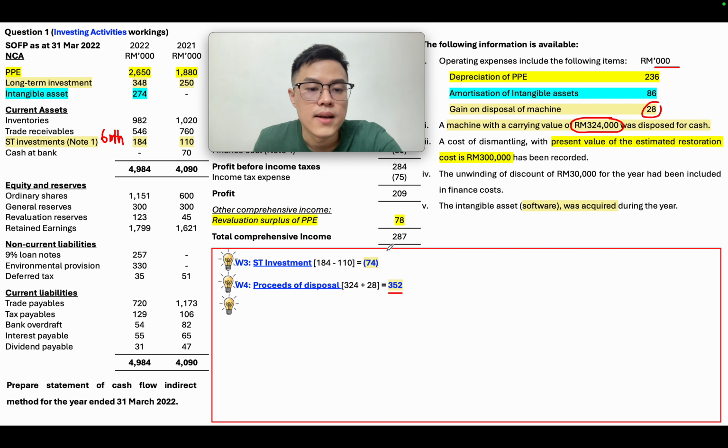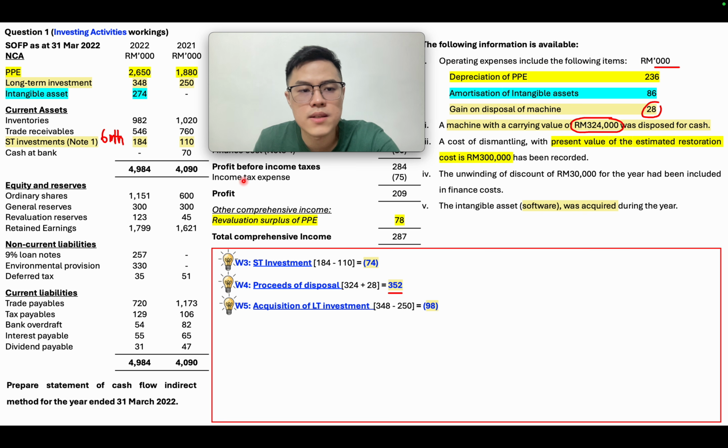customers. Then working number 5, acquisitions of long-term investment, also something that is straightforward. Last year 250, this year 348. Increase, so it is an outflow, 8,000.